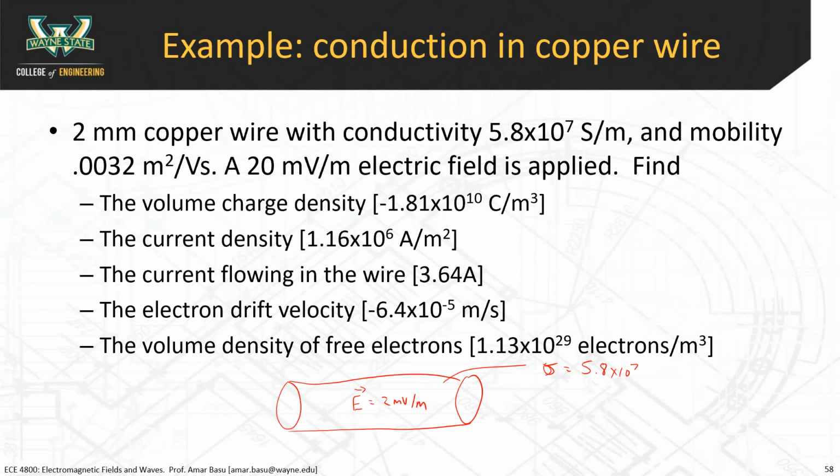Okay, copper means it's mostly electrons, so we can think about the electrons moving in this direction. Let's just draw a bunch of electrons here like this. The electrons are moving in this direction, opposite the electric field. So I'm going to just erase this here. So we're asked to calculate a whole bunch of different things.